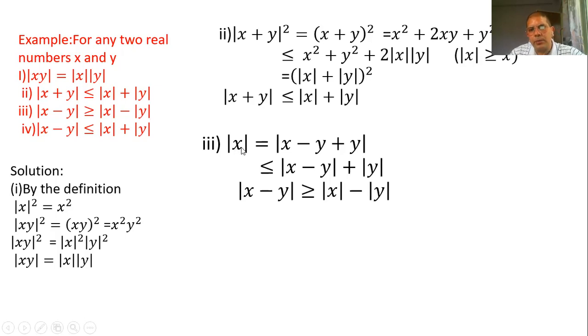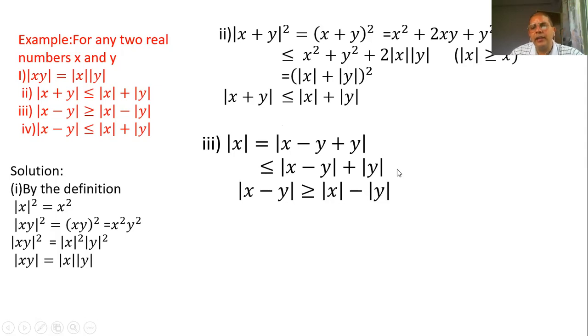Now for this one, you can write |x| is equal to, then you can write here plus y minus y. It balances, plus minus cancel. It is |x|. Then use the inequality: |x+y| is less than or equal to |x|+|y|. Suppose it is x, it is y, then it is less than |x−y| plus |y|, exactly the same result. Then write this term on one side and this other term on the other side. Then it will be |x−y| greater than or equal to |x|−|y|.